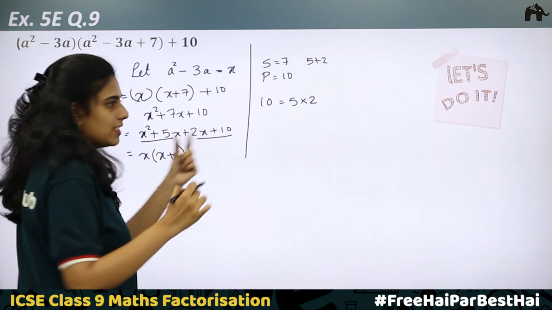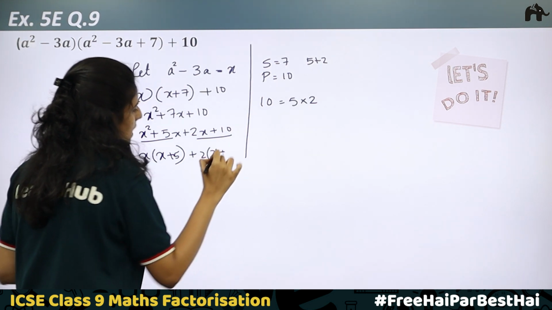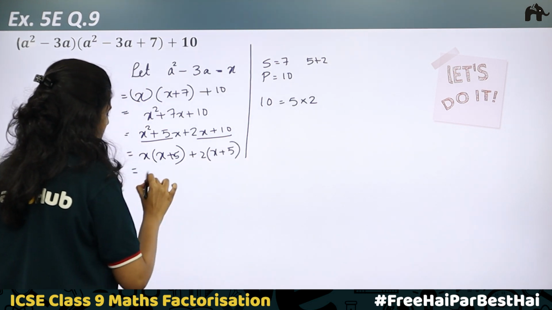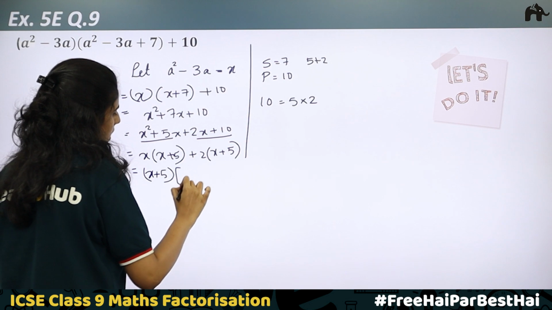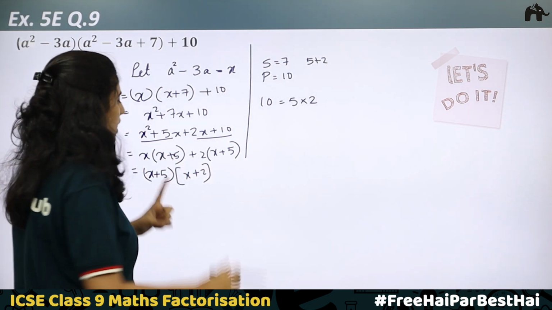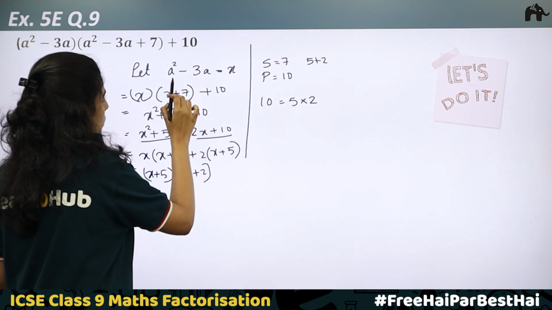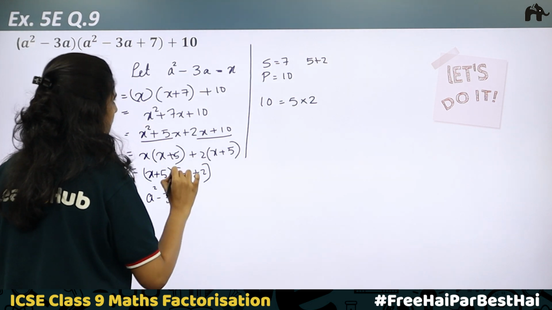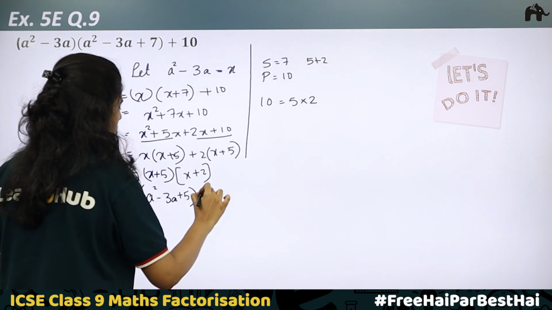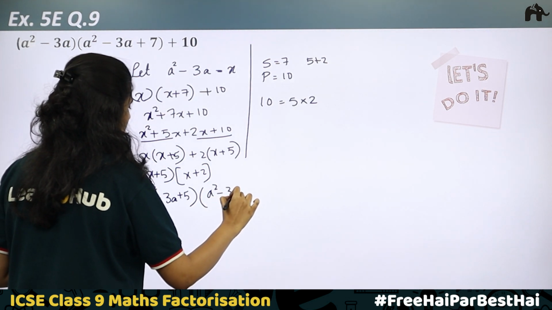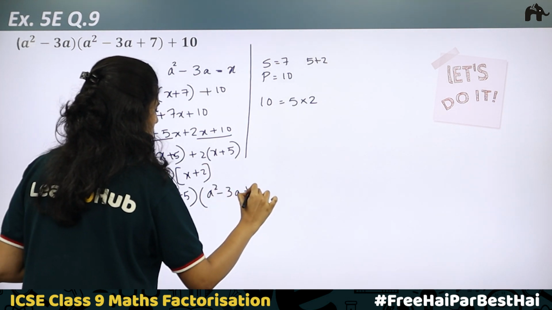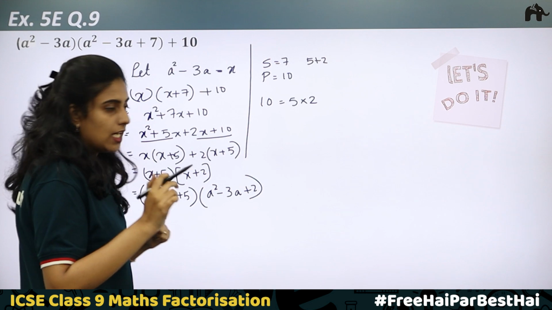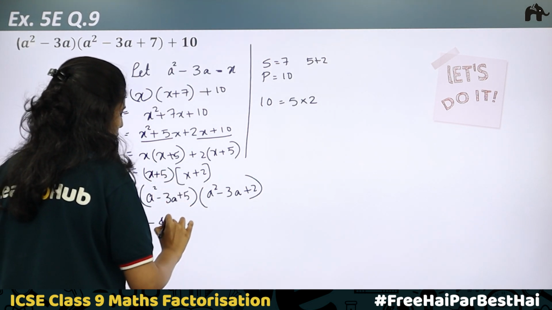Here what is common? 2 is common. 2 into (x plus 5), since 10 is 5 into 2. 2 when taken out we have remaining x plus 5. So, x plus 5 is common. Taking out x plus 5, remaining we have x plus 2. Okay, so what is x? We have taken x is equal to a square minus 3a. So, this becomes (a square minus 3a plus 5) into (a square minus 3a plus 2). Now we have to check if further factorization is possible. For that we'll have to find the discriminant, that is b square minus 4ac value.